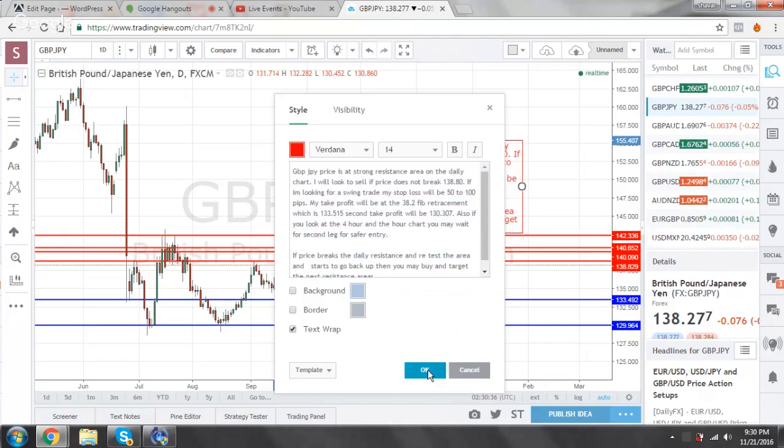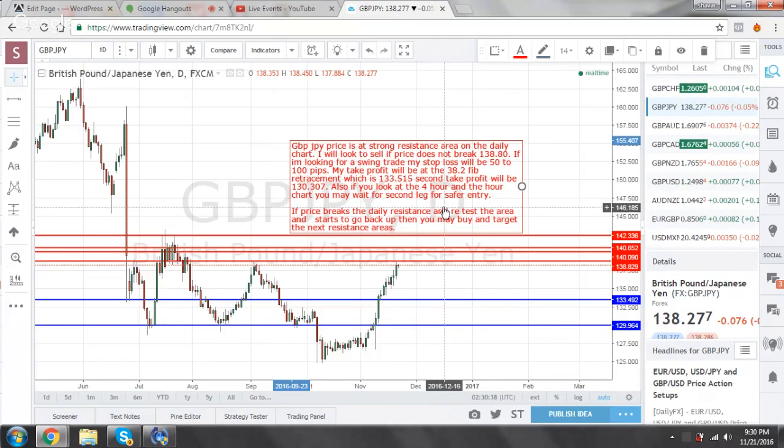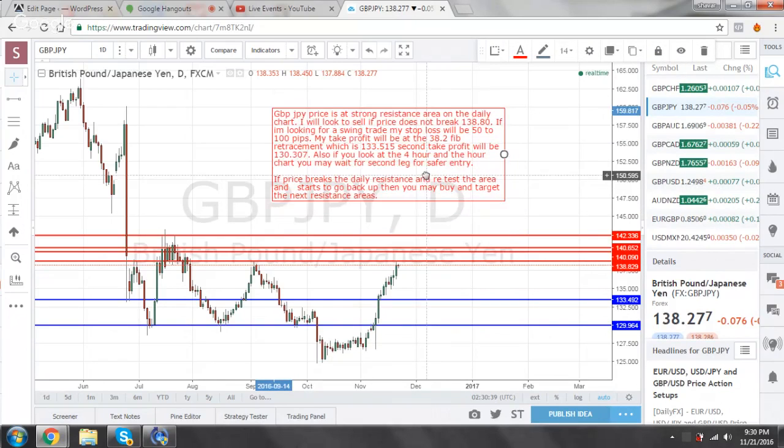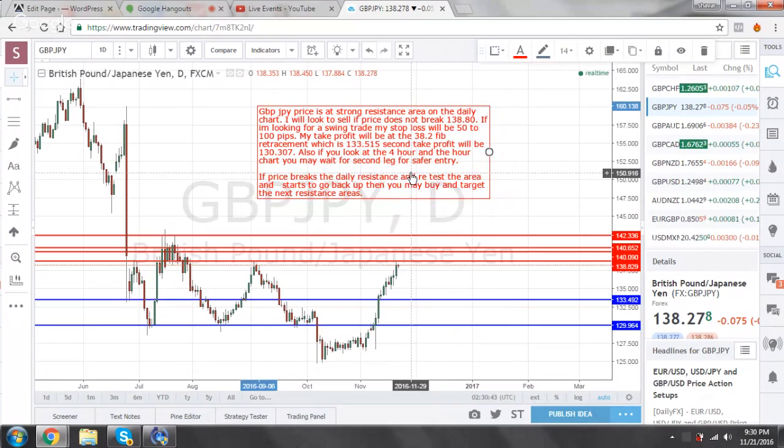All right. I would just type out everything I see and what to do pretty much. You know, GBP/JPY price is at strong resistance area on a daily chart.